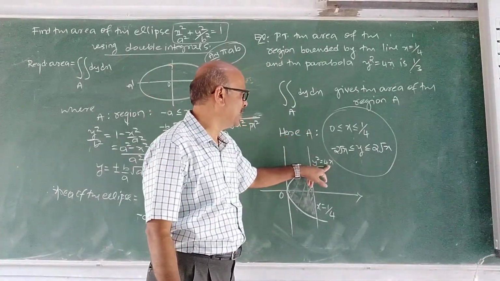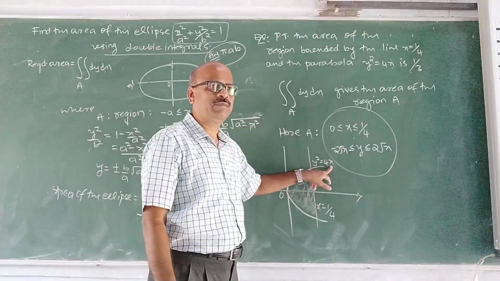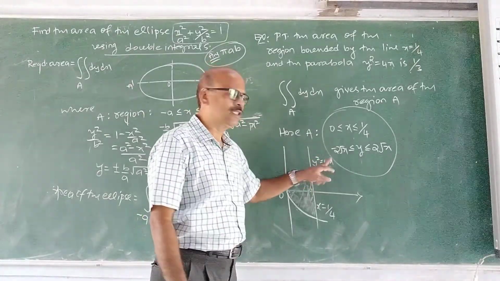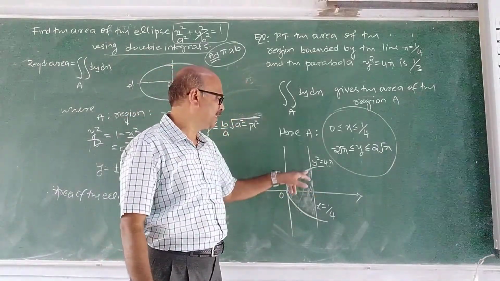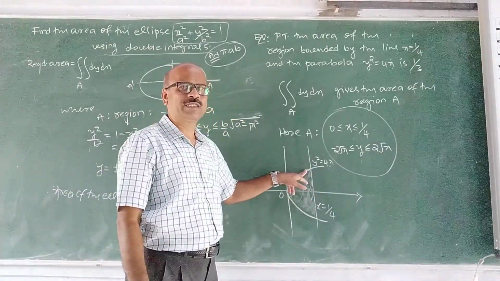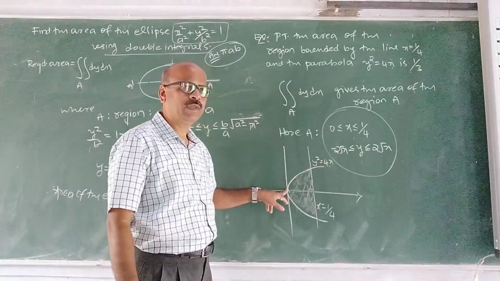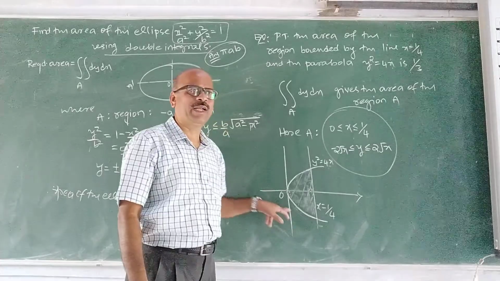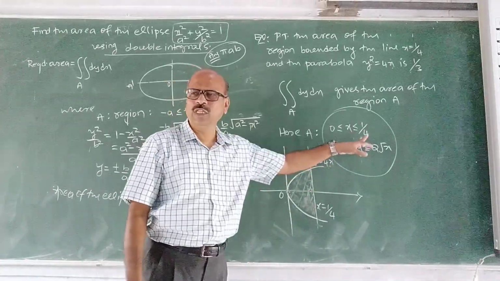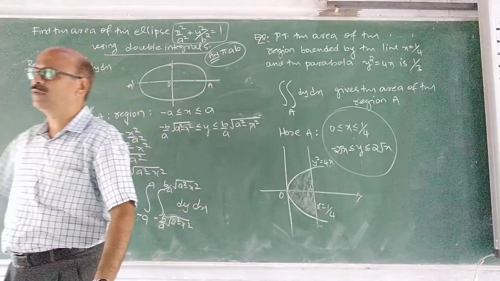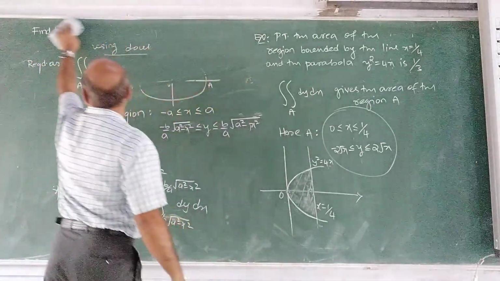Now y² = 4x. If you solve, what do you get? y is plus or minus 2√x, correct? This is minus 2√x, and this is plus 2√x. So y is less than or equal to 2√x, and greater than or equal to the lower part, minus 2√x. If you know the region, then the problem is over. So what is the area?